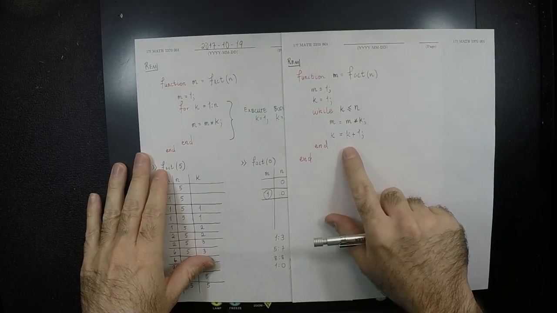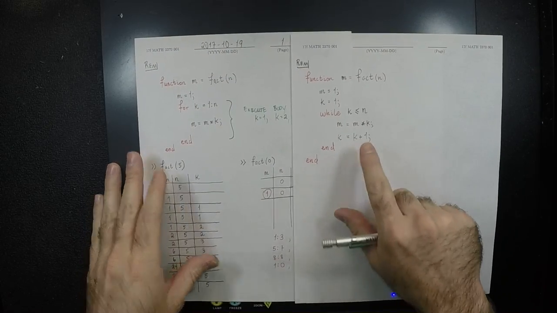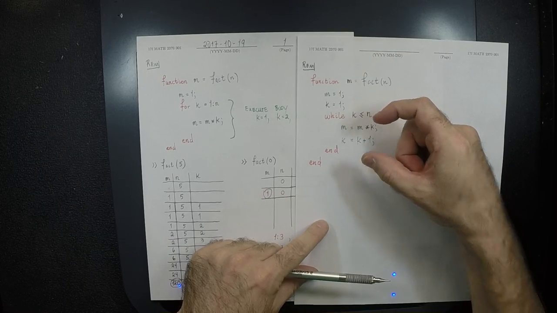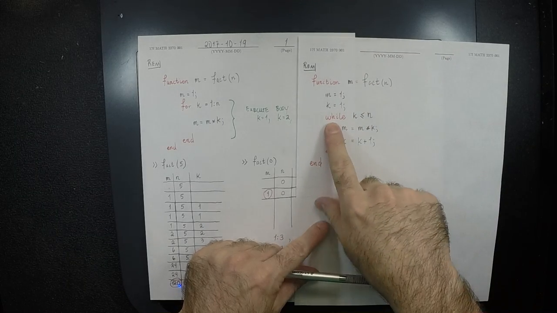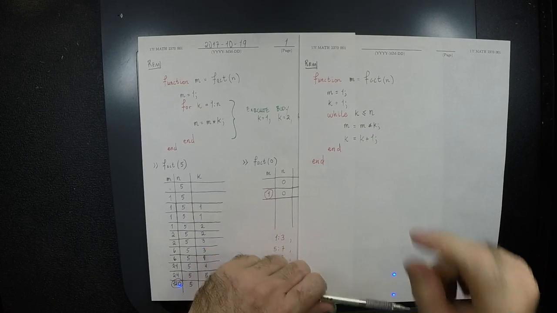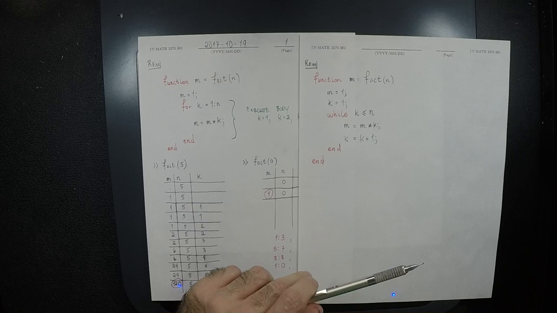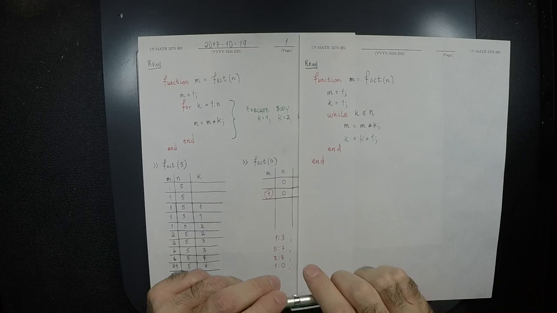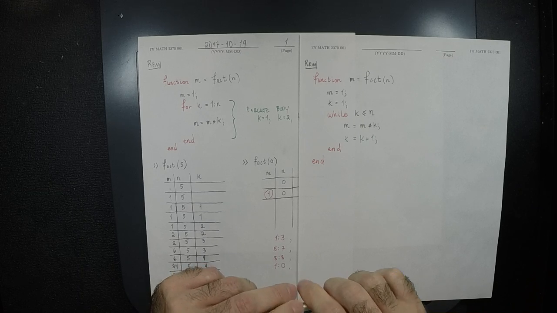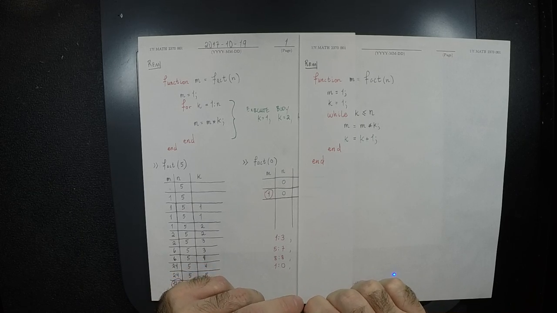Whereas this one, this loop still has that property. We still know exactly how many times this is supposed to execute, but because it's stated as a while, it's not clear that this loop has the property that you already know how many times it's supposed to execute. Good question. Other questions? Okay.